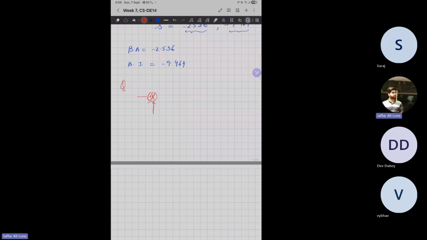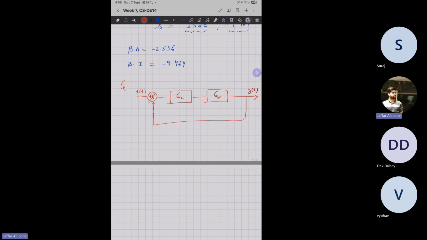So you have R of t. I'm making a control diagram, like a closed loop control diagram. In GATE, you will get questions like this. There will not be any single question where you will be asked to find the root locus directly. They will be like this.